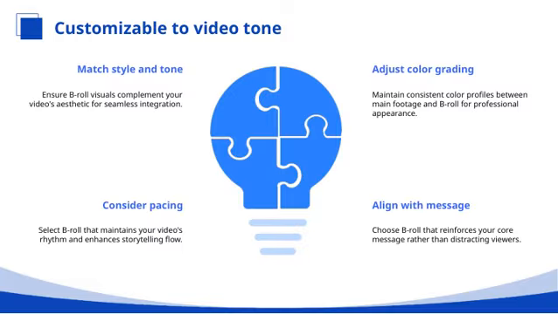Adjusting the color grading is another key step. You want to maintain consistent color profiles between your primary footage and B-roll. This consistency helps your video look polished and professional, avoiding any jarring transitions that might distract your viewers.